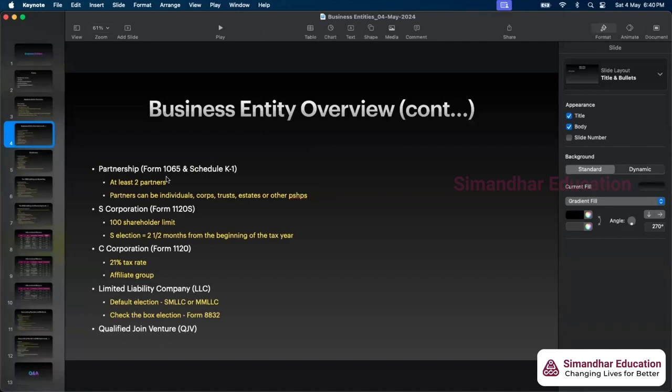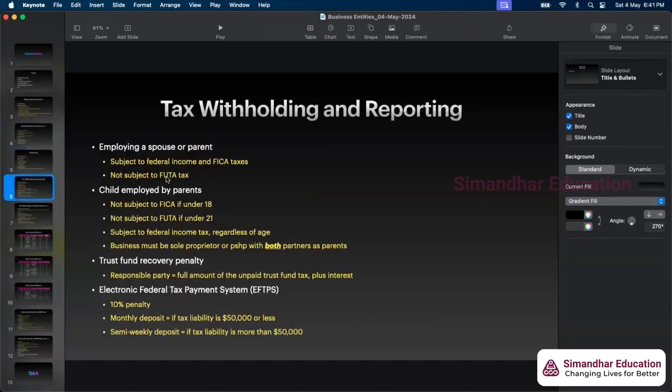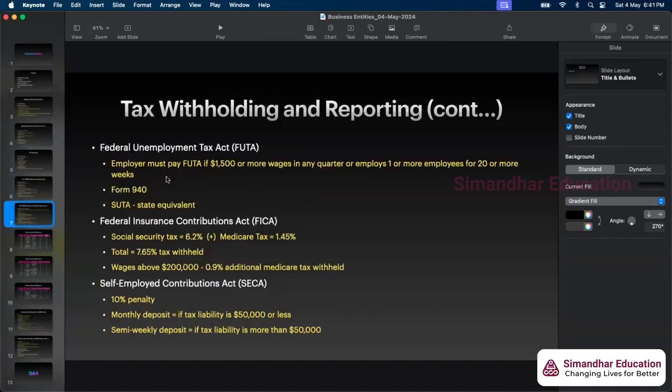Sir, in the tax withholding slide, in the FUTA point, there was something around $1,500, must pay $1,500. Can you explain that point? Yeah, this is as simple as if you were an employer, right? And if you were paying $1,500 in wages to your employees in one quarter, then you are subject to FUTA. If that wages amount was less than 1,500, right?